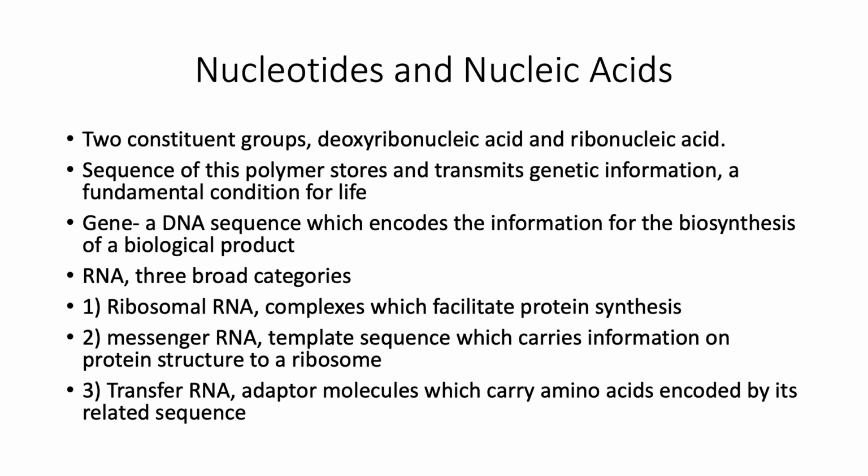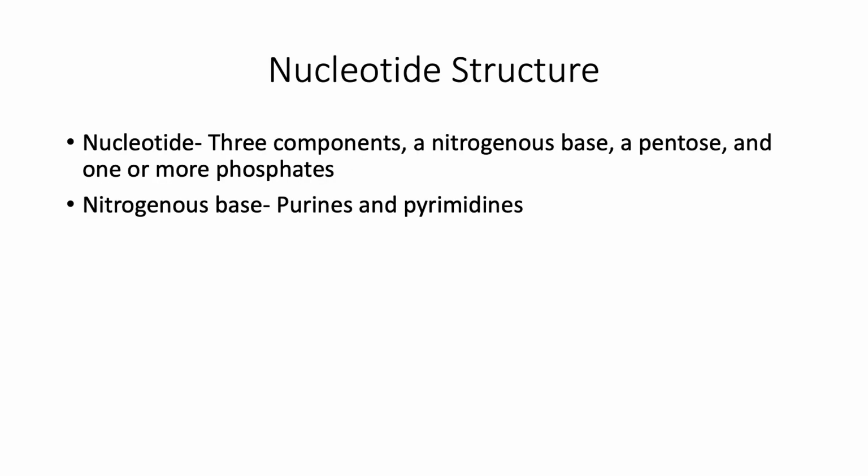Second is messenger RNA. Messenger RNA is a template sequence which carries information for protein structure to a ribosome. So proteins are produced off of the messenger RNA template. And then the third broad category is transfer RNA. These are adapter molecules which carry amino acids encoded by its related sequence. So there is sequence homology between the transfer RNA and the messenger RNA. The transfer RNA carries an amino acid terminus, and that amino acid gets added sequentially to the growing protein strand. This is the biological breakdown of the three broad categories of RNA.